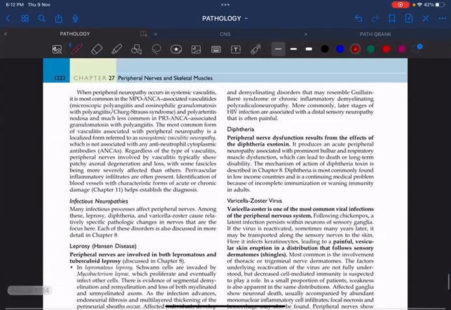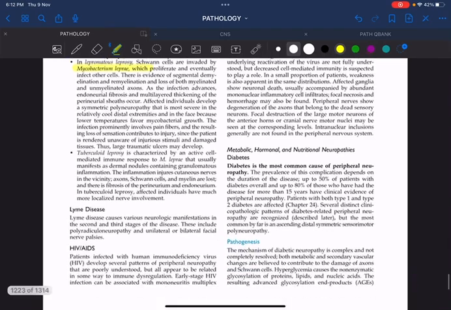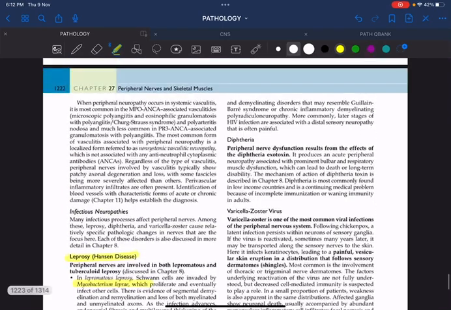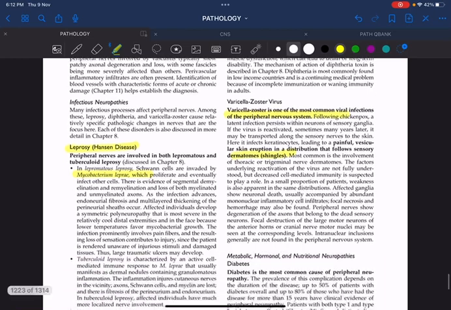Okay, fine? Then remember, in leprosy or Hansen's disease, in lepromatous leprosy, there will be more involvement of the nerve compared to tuberculoid leprosy. And another important point I would like to say is varicella zoster virus, which is the most common viral infection of the peripheral nervous system, commonly called shingles.